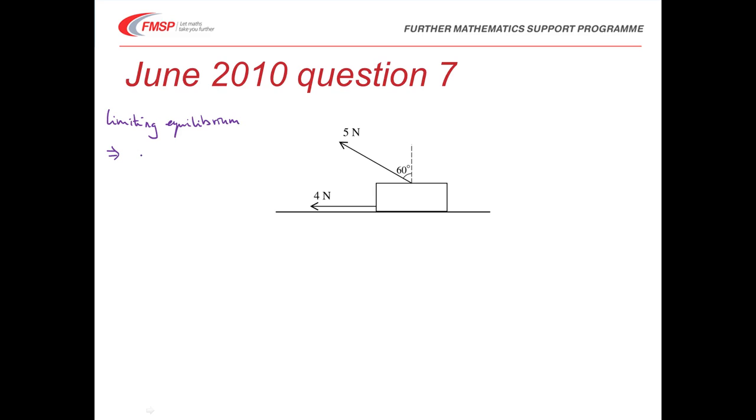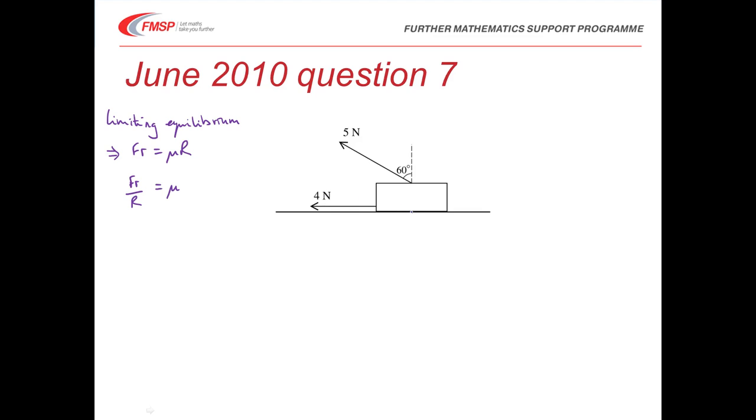Therefore, the friction we're talking about is mu r. In other words, rearranging that, mu is friction divided by r. By the way, I've passed over the question quite quickly. Don't forget you can always pause the recording and read the question more slowly if you wish.